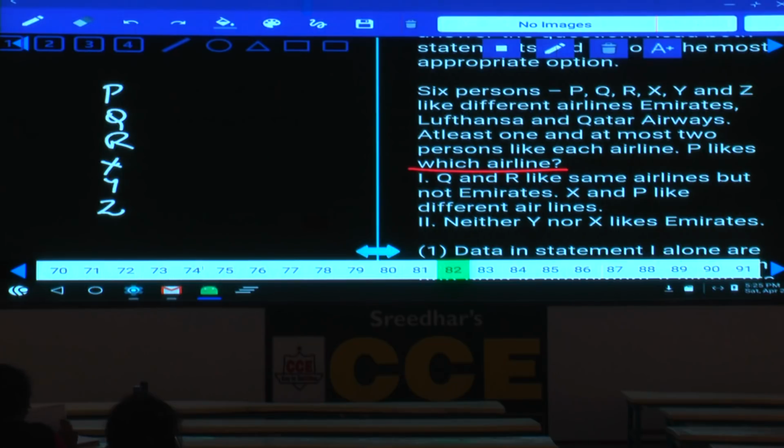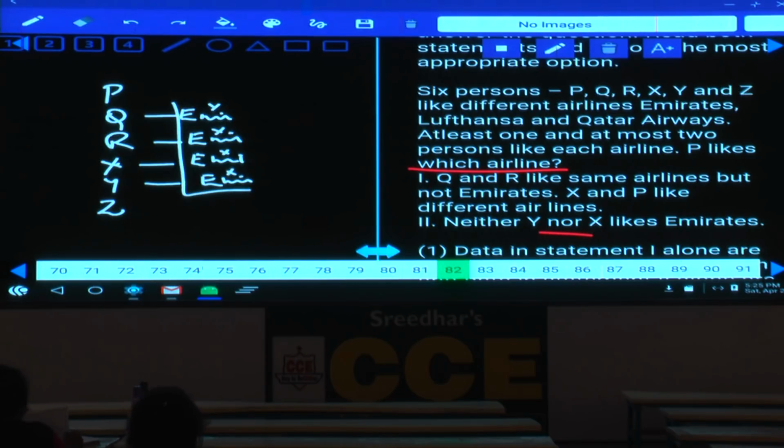Then condition number 1, Q and R like the same airline but not Emirates. So Emirates is ruled out for Q and R, isn't it? And 1 alone is not sufficient to determine what P likes. Then 2 alone, if you observe here, neither Y nor X likes Emirates. Hence, Emirates is not liked by any one of these 4 people, Q, R, X, Y. Then what is left over here? The remaining 2, P and Z, must like Emirates. Hence, P likes Emirates. Are we getting the answer or not? How do we get the answer? Only by combining these 2 statements. Hence, both 1 and 2 are required, that is choice 4.